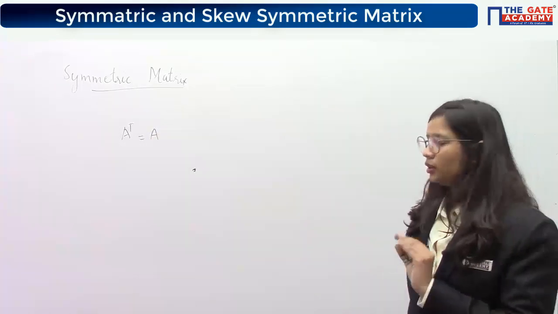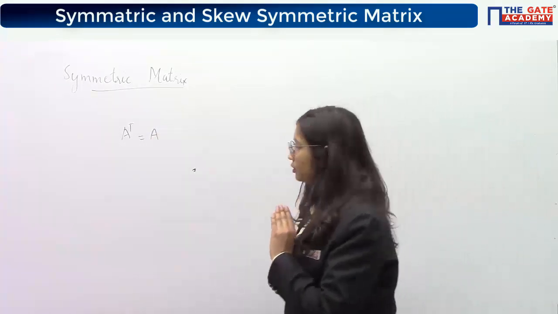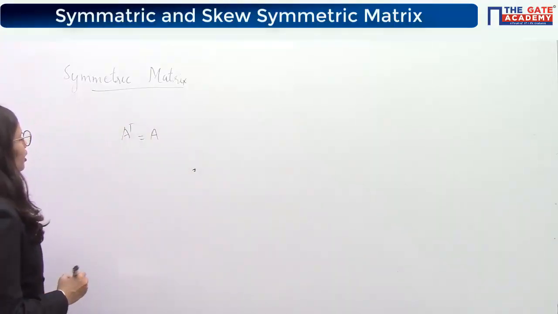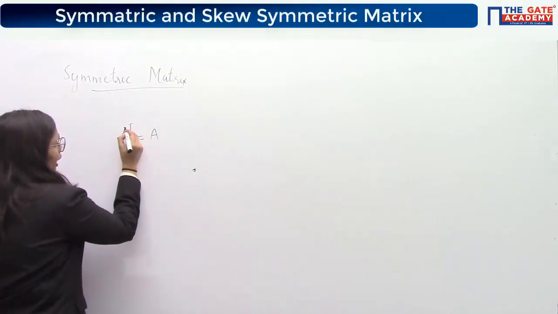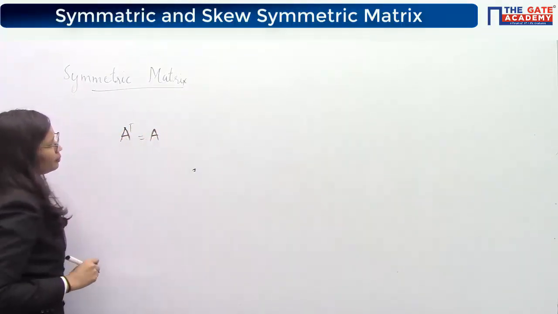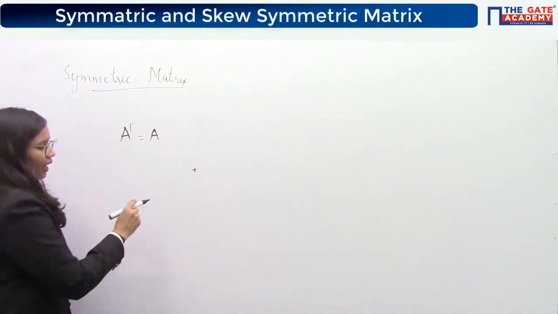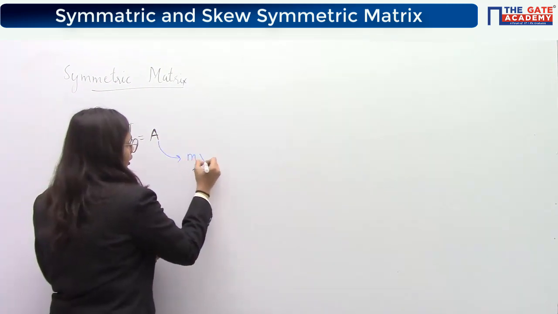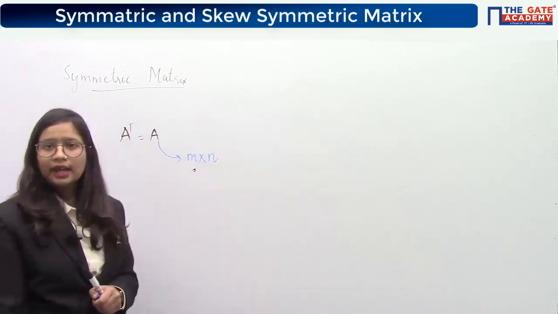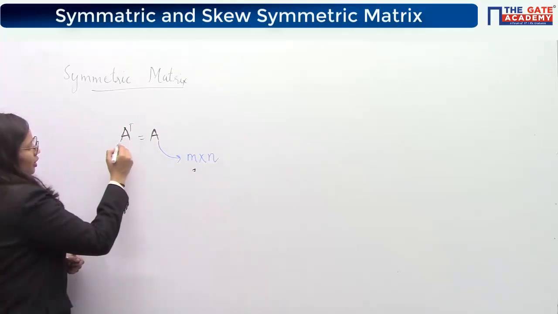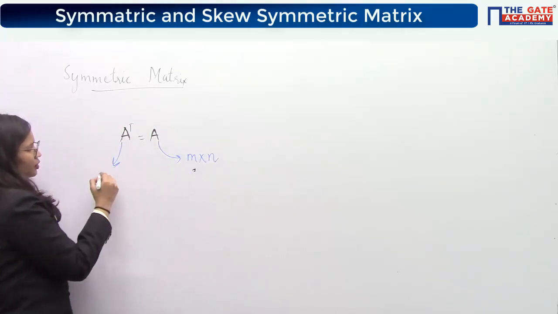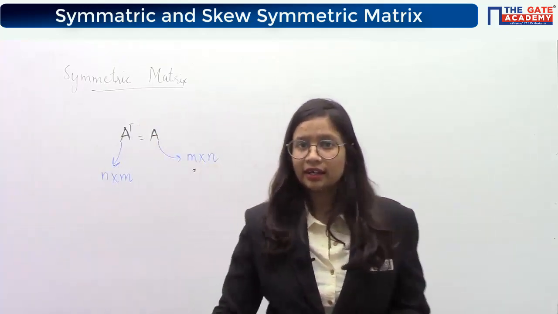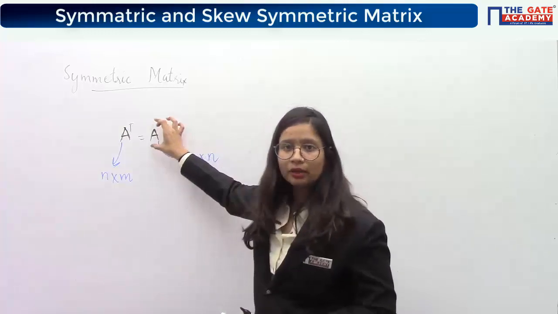Okay, don't write right now. I'll ask you when to write. I'll give you the time. Now tell me, I am saying a symmetric matrix is defined like this: A transpose is equal to A. Now let's say A has some order of M cross N, then its transpose will have an order of N cross M. Then can this equality become valid or not?